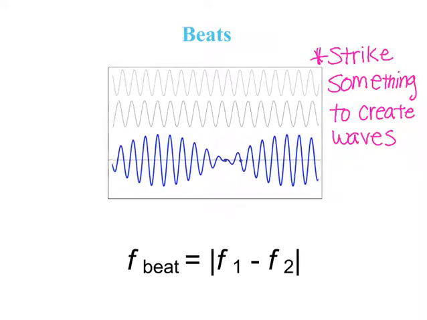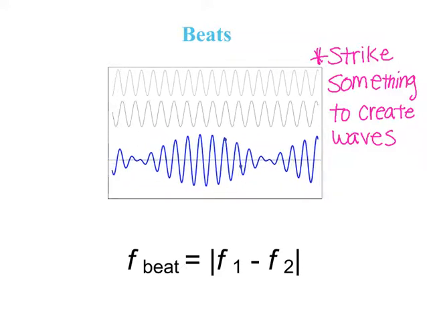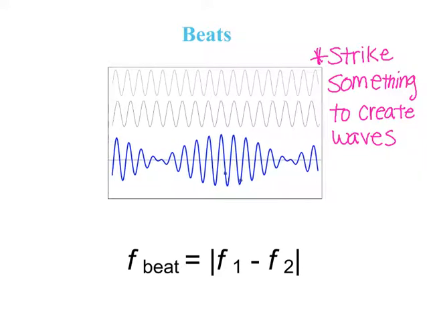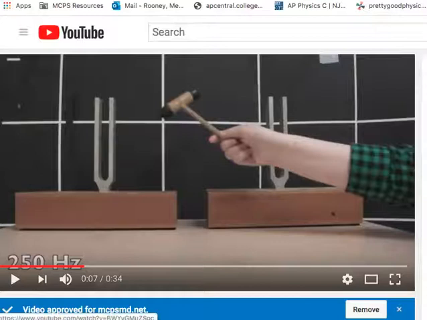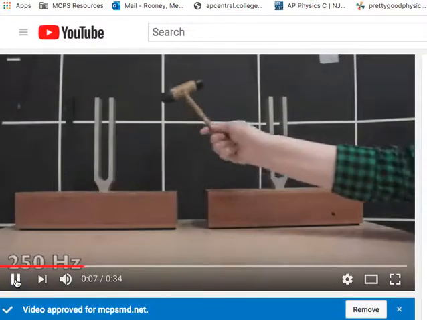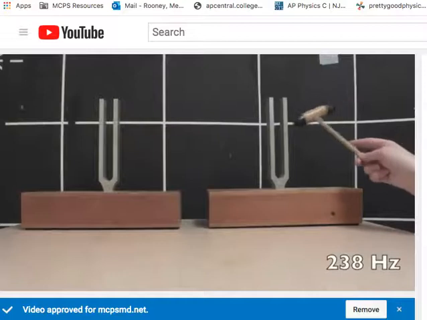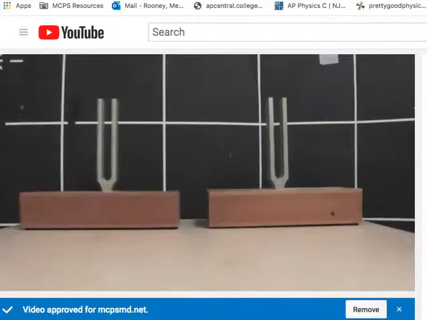To give you an idea of what that looks like, we're going to listen to two different tuning forks. These two tuning forks are really close together in frequency, but not quite the same, and we're going to listen to the pattern that they create. So let's go ahead and play these two tuning forks in this demo. This one's 250 hertz for the frequency. This one's a little lower at 238 hertz. They almost are identical.